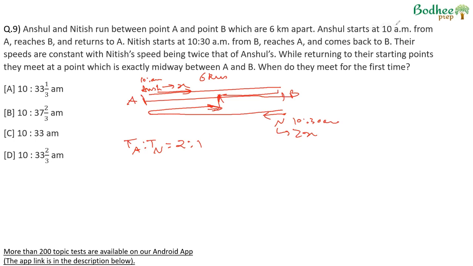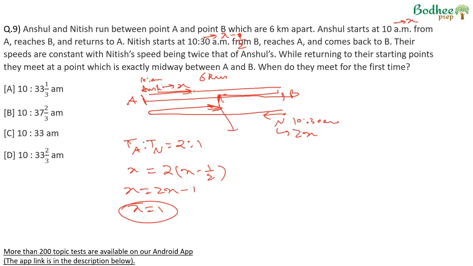Now we know that if Anshul has taken X hours, Nitish would have taken half an hour less than that because he started half an hour late. So time taken by Anshul, X, is twice the time taken by Nitish, which is X minus half, because he started half an hour late. X is equal to 2X minus 1. X is equal to 1. That means this meeting is happening 1 hour after Anshul started, that is 11 a.m. The meeting is happening at 11 a.m.